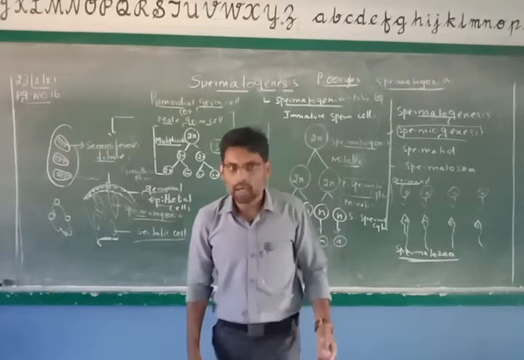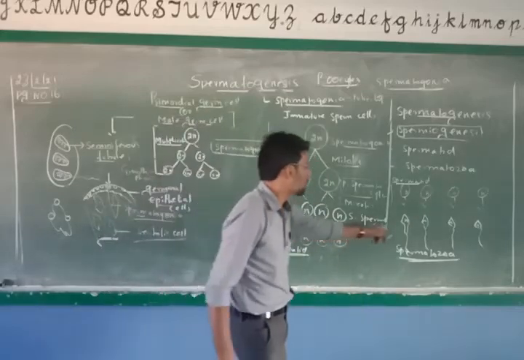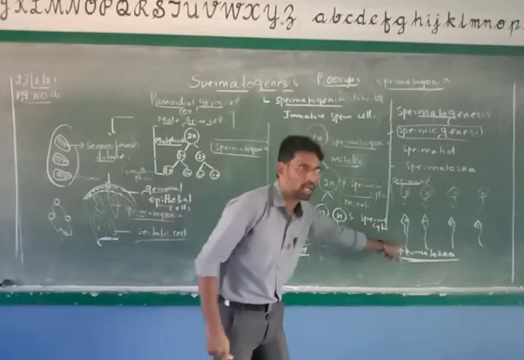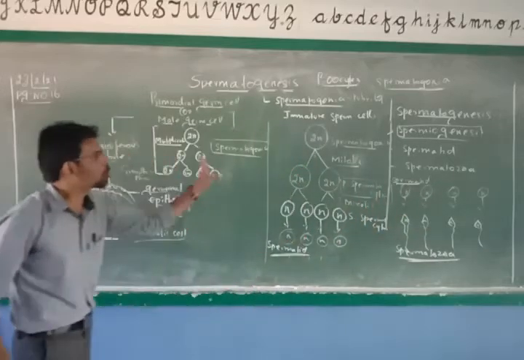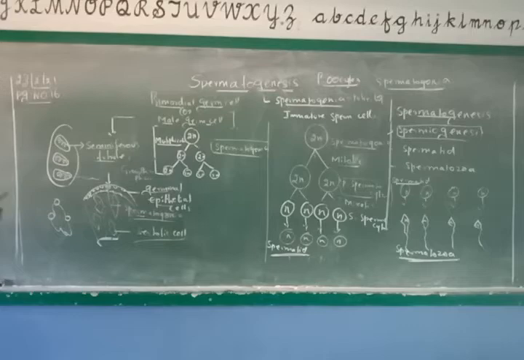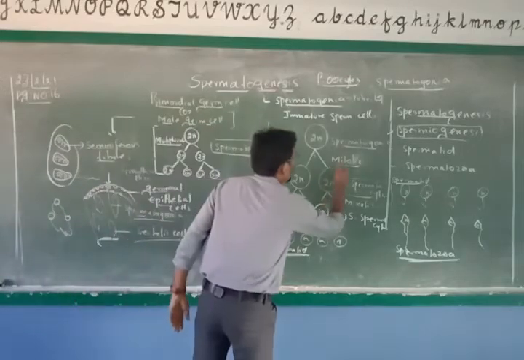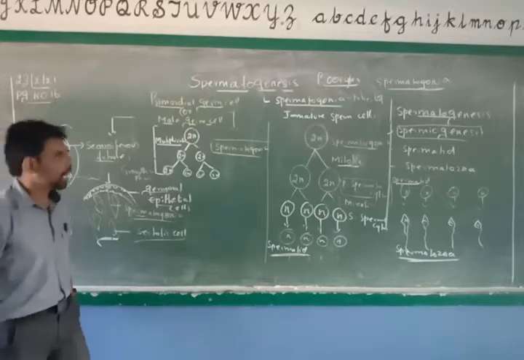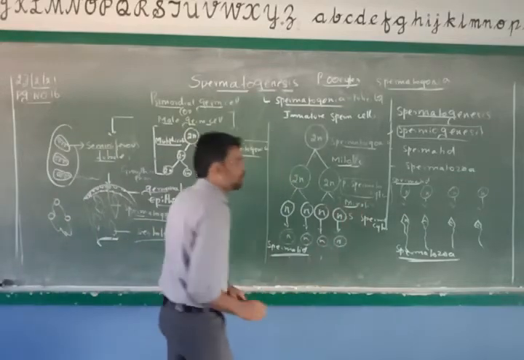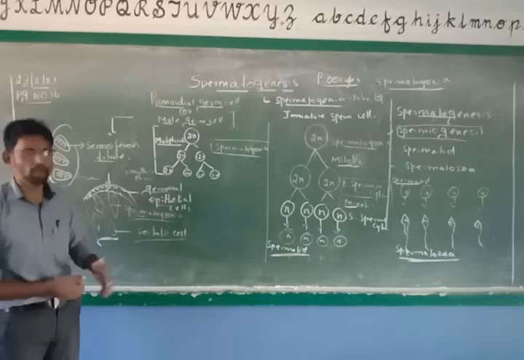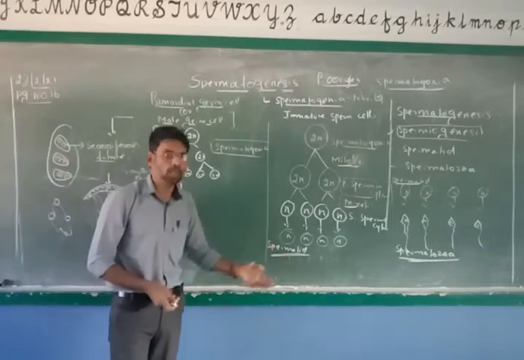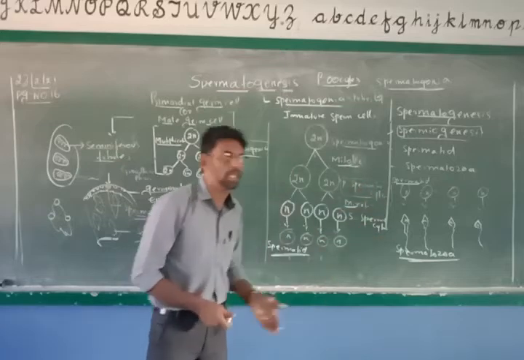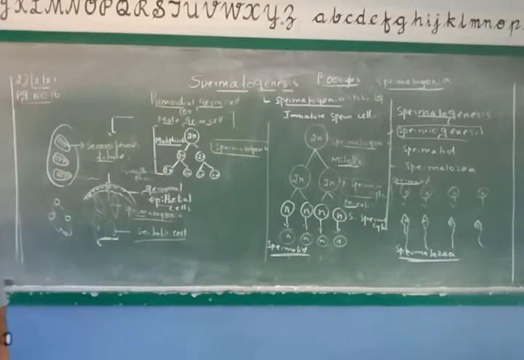Is that clear? After this class we will be studying in detail the structure of the sperm cells, how the sperm cell will look. This one, how it is. Understand? So you are very clear about this. Spermatogonia undergo mitotic division to form primary spermatocytes, and meiotic division forms secondary spermatocytes, and then it forms spermatids. Now the spermatids will be converted into spermatozoa. Clear?